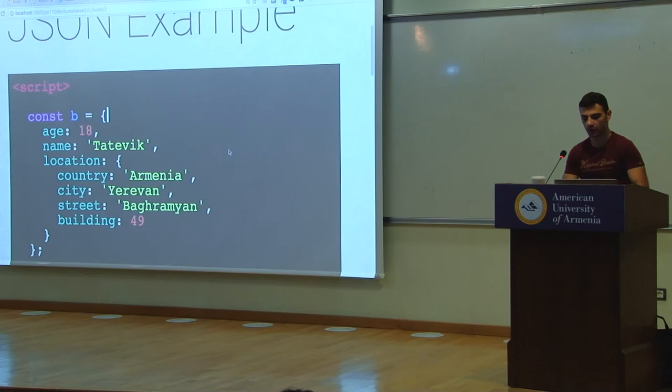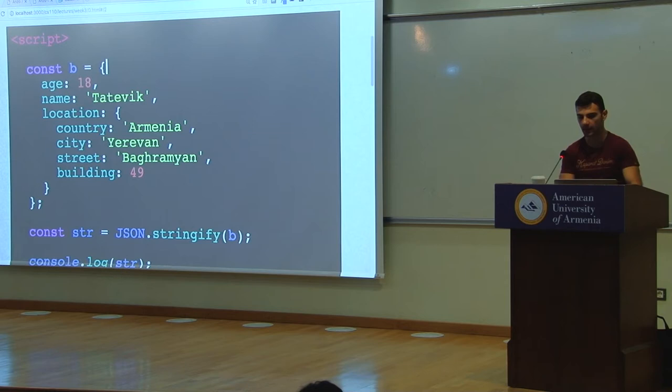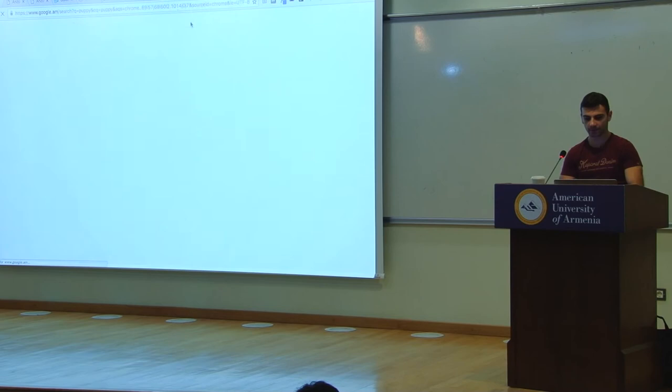Okay, so let's do an example of an image. So Tatevik has an age of 18, a name of Tatevik, and let's find a puppy. Hang on. I love puppies, so let's do this.